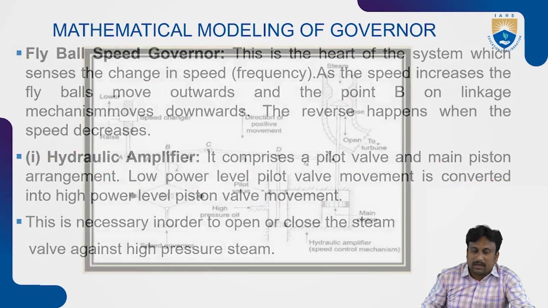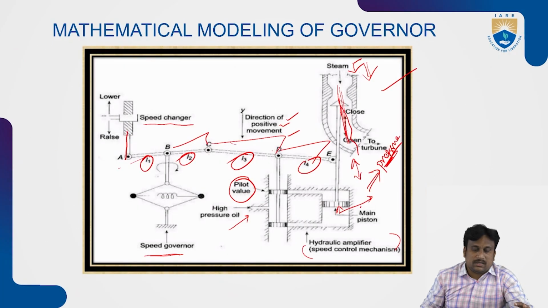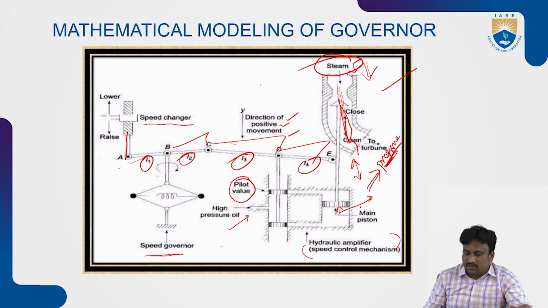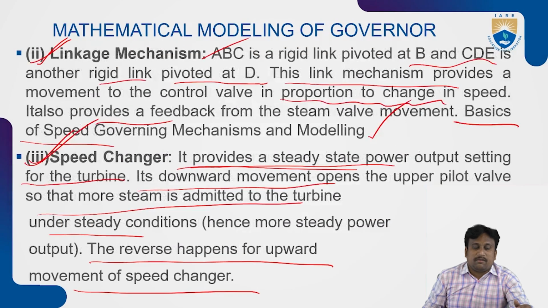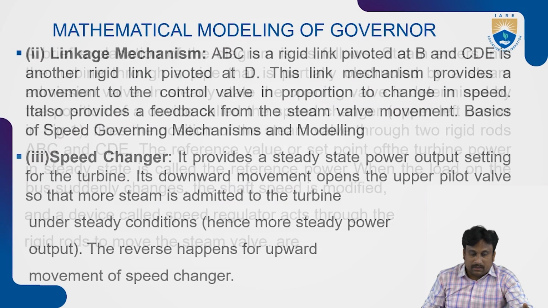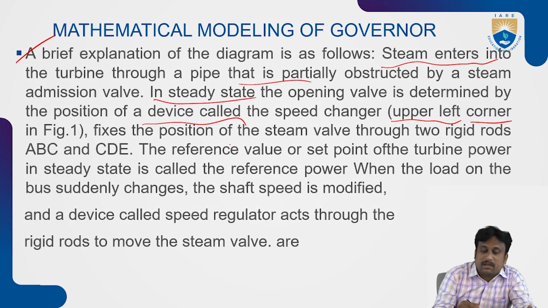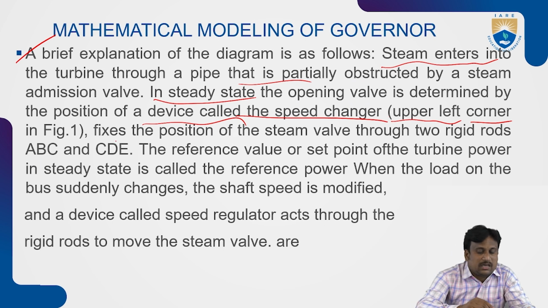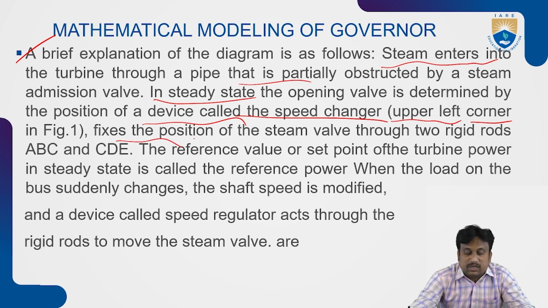This is shown in the upper left corner. This one, upper left corner. This is allocated with the steam valve here. So with this upper left arm, we can make the device with the speed changer. We can adjust or fix the positions of the steam valve through the two rigid rods.